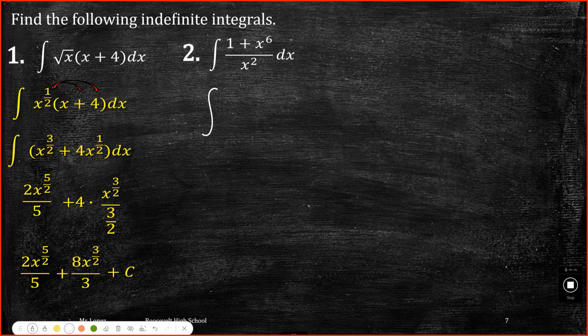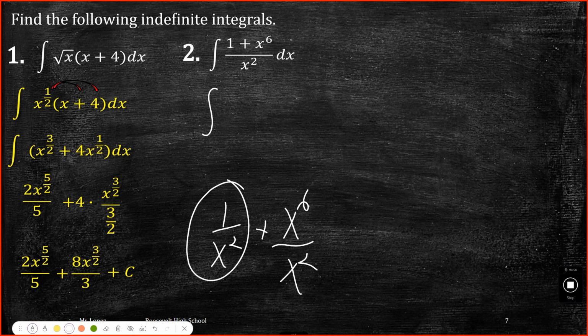See, look. This came from being like this: 1 over x squared plus x to the 6 over x squared. It came from this because you got a common denominator, so therefore you put it under 1 plus x to the 6, that's what it is. So separate it like this. And once you separate it, you've got 1 over x squared, then you can rewrite this as x to the negative 2. And then you can do this rule again, the power rule.